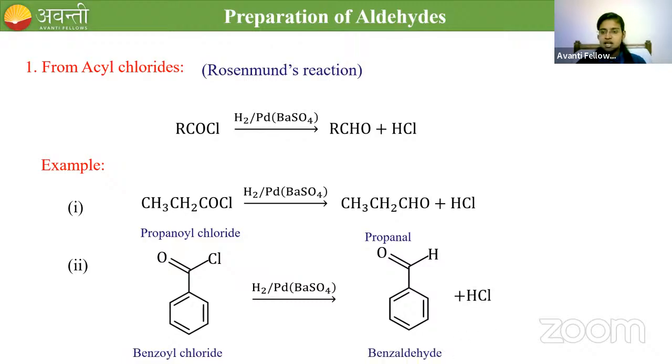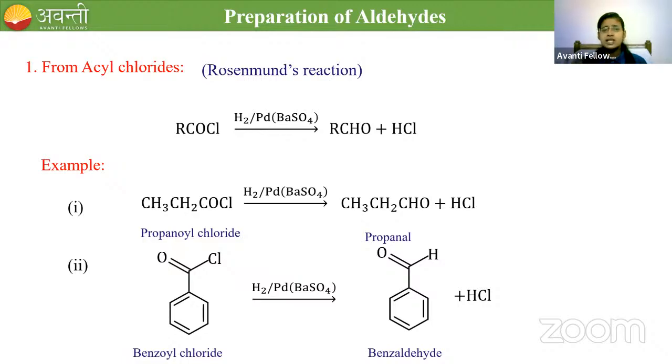So the reaction is clear, right? It is a very easy preparation among all the preparations of aldehydes: Rosenmund's reaction. Hydrogen in presence of palladium, barium sulfate is the Rosenmund's reagent, and that reagent will convert COCl to CHO. This is what you have to learn.